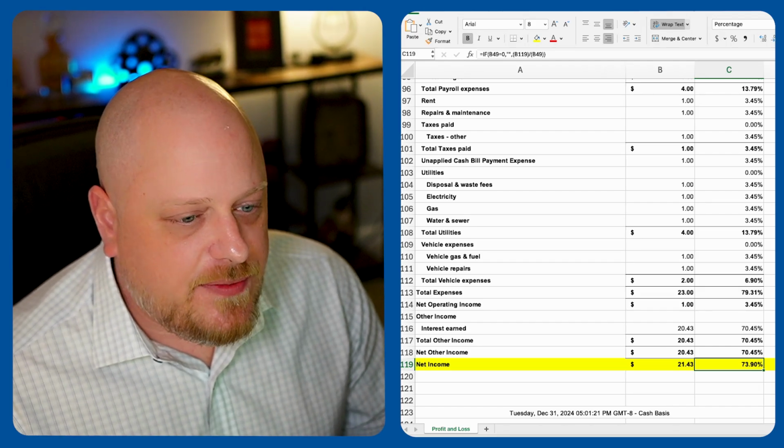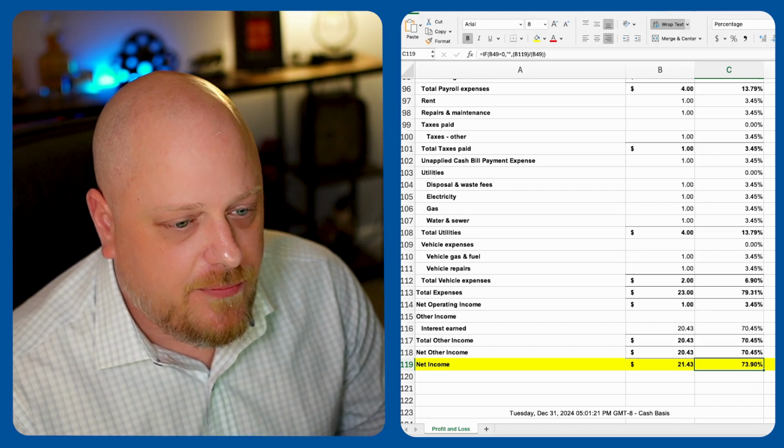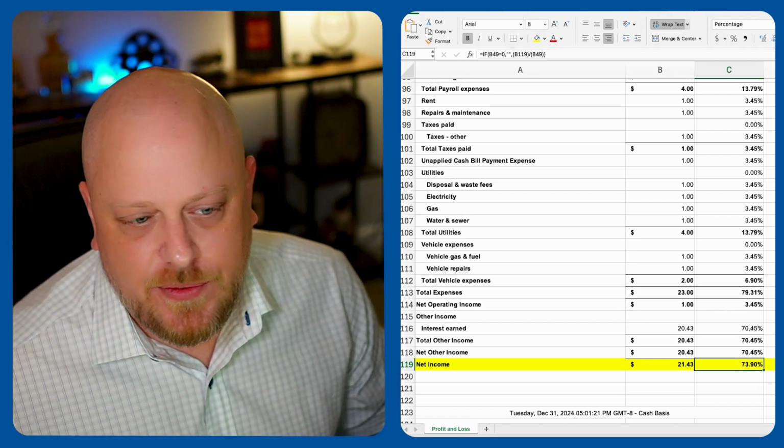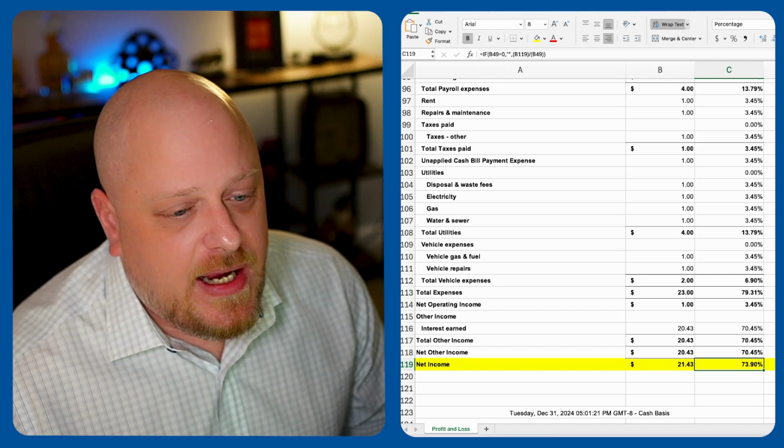But in a service-based business, it depends on your stage of growth, but if you're running anywhere from 15 to about 25%, you're generally doing pretty well. That's on a cash basis.